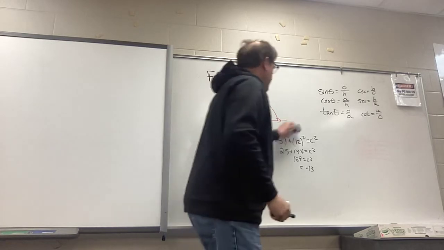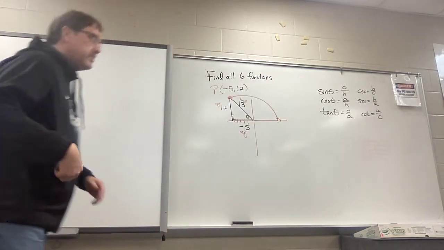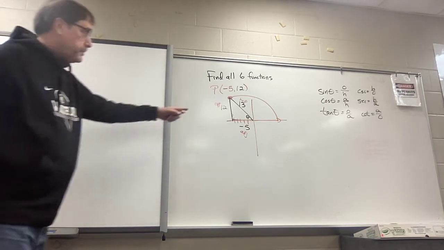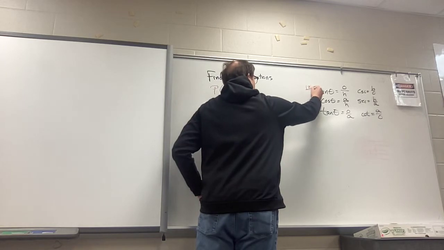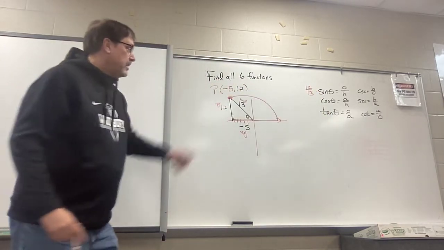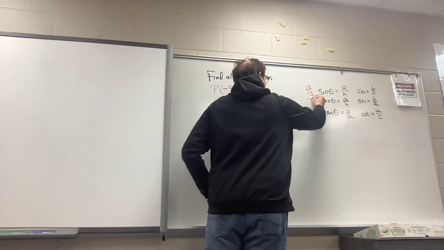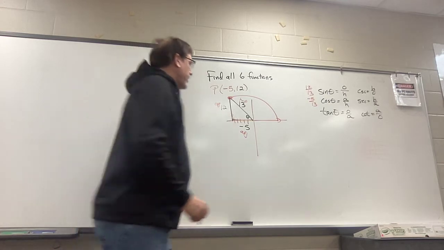So here we go. The 6 trig functions are as follows. Sine, opposite over hypotenuse. Sine, you'd write down 12 over 13. Cosine, adjacent over hypotenuse, -5 over 13. And tangent, opposite over adjacent, 12 over -5.